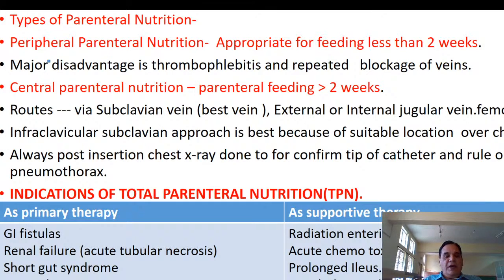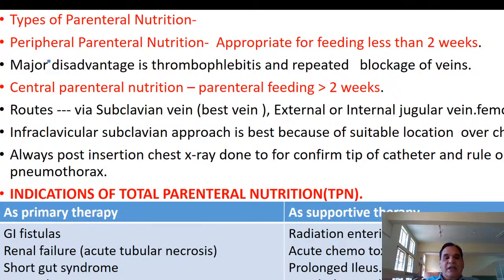So what are the types of parenteral nutrition? Two types, simple. Peripheral parenteral nutrition, that means nutrition is given by peripheral veins. It is good if you expect less than 2 weeks. If it is less than 1 or 2 weeks requirement, peripheral parenteral is better. But the disadvantage is thrombophlebitis and repeated blockage of veins. In case of burns, you see so many times you have to keep on repeating the venous access. It is one of the major headaches for management.